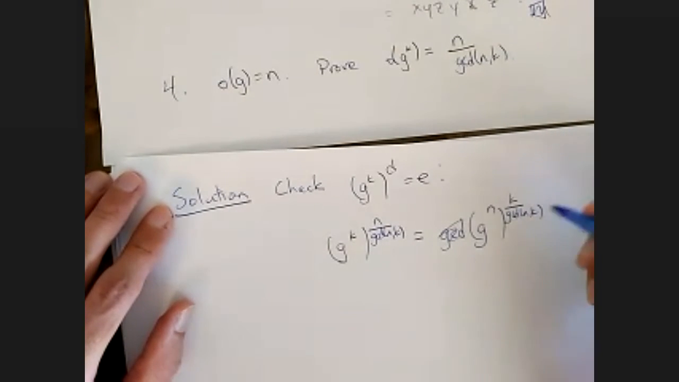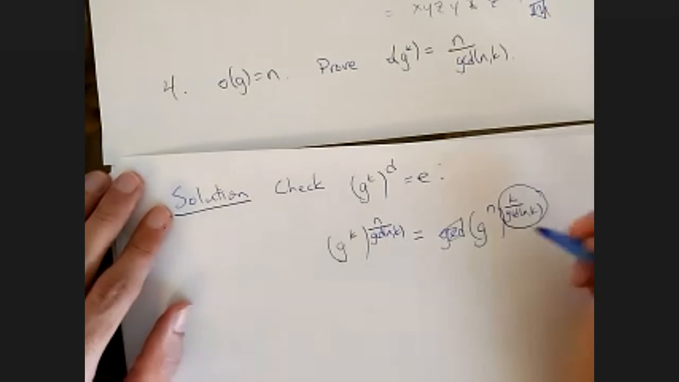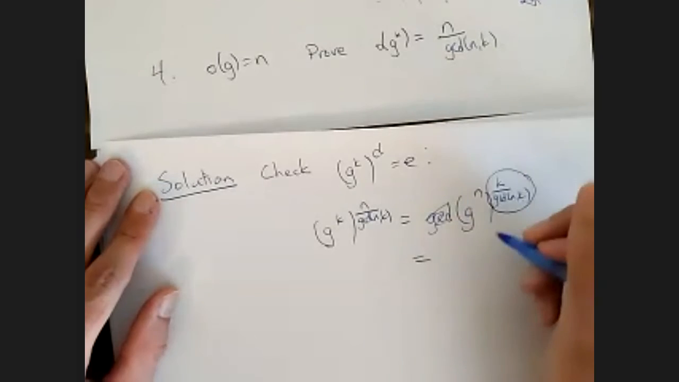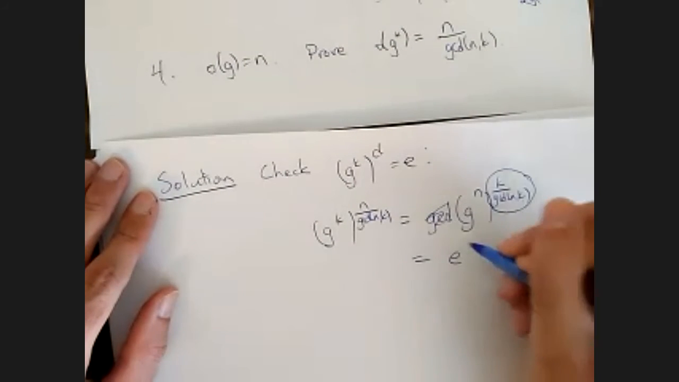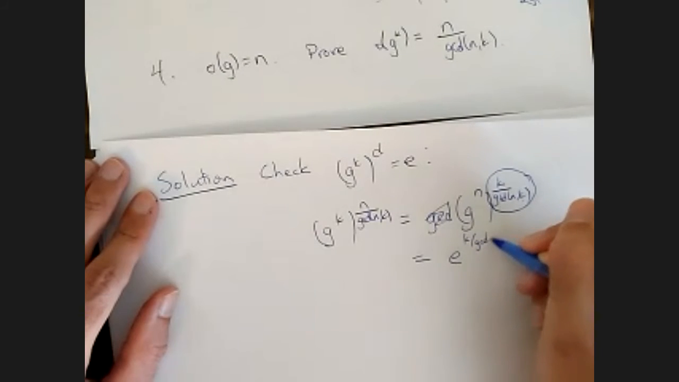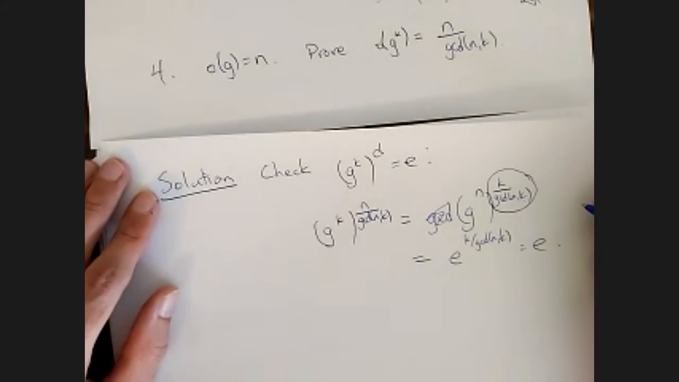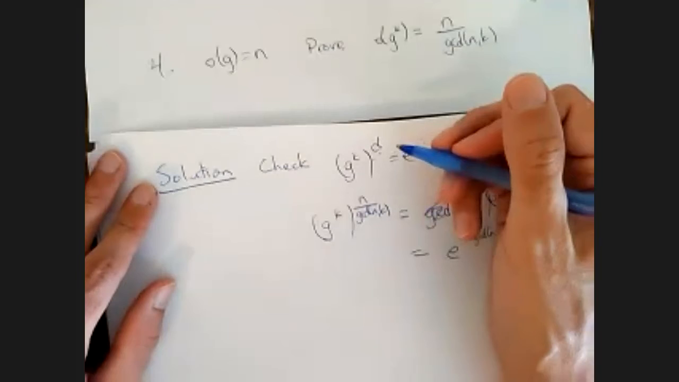And a crucial reason why this works is because k over the GCD is an integer, because the GCD of n and k divides k. If this is not an integer, this argument doesn't work. But anyways, you have g^n, and g^n is the identity because the order of g equals n. So you have e to the k over GCD(n,k), which is e. Therefore, this tells you that the order of g^k is a divisor of d.